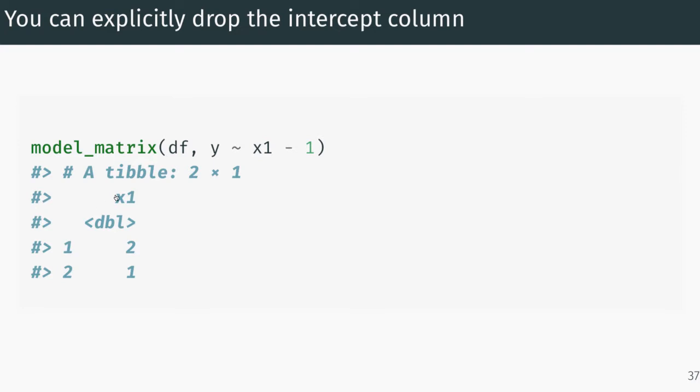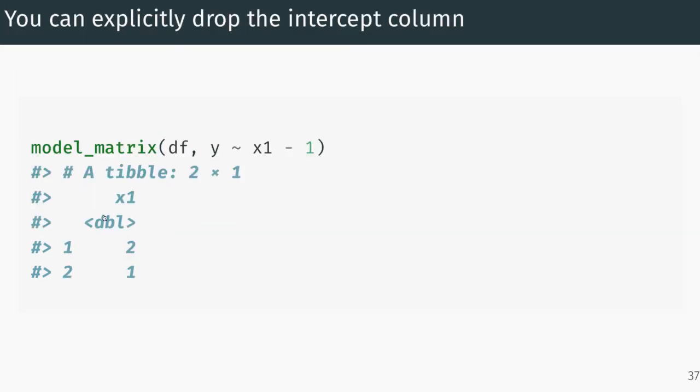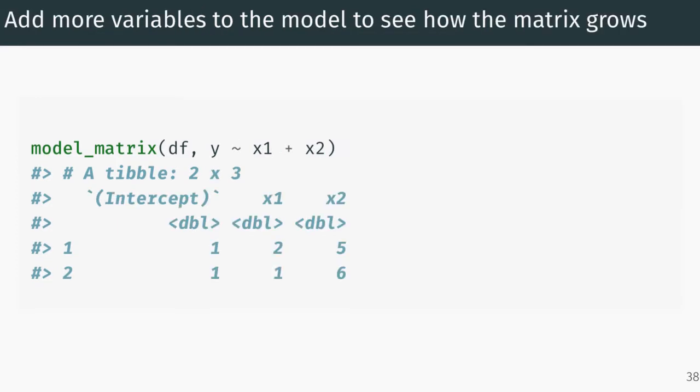You can explicitly drop the intercept column. So let's go back to this one. It has an intercept column here. And you can drop that by saying -1. And you can add more variables. If you recall, this data set had 2 predictors. And so we can add more variables and see that the model matrix gets bigger.